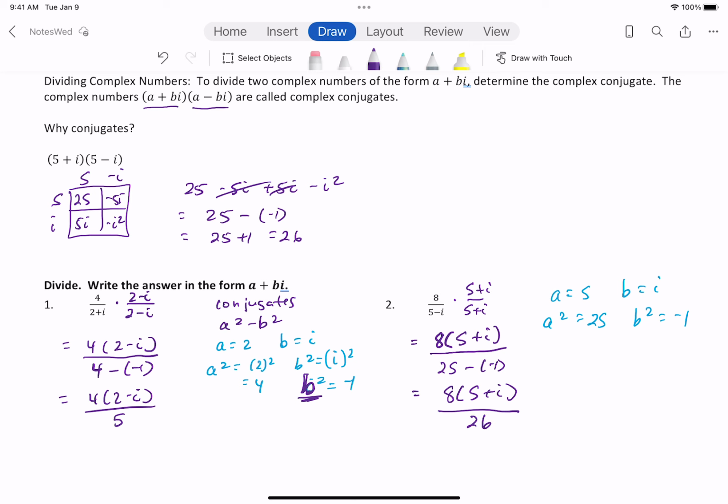And I think we can divide both of the 8 and the 26 by 2, right? So that gives me 4 times 5 plus i over 13. That should be the final answer.